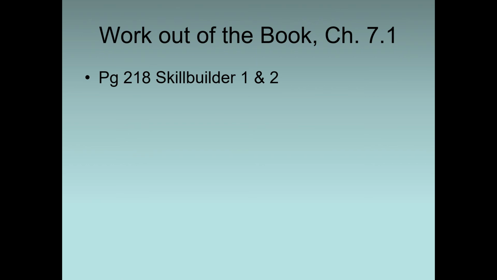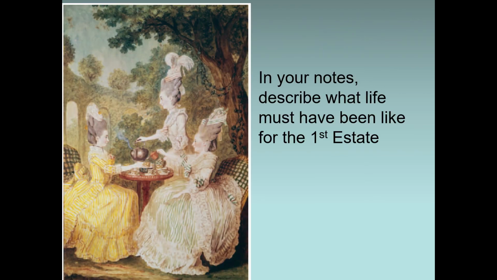And again, here's what you're going to be doing in class. You've got to work out of the book, chapter 7.1, page 218, Skill Builder 1 and 2. In your notes, you're going to look at a picture. In your notes, describe this, the first estate. So we're going to talk about the estates.